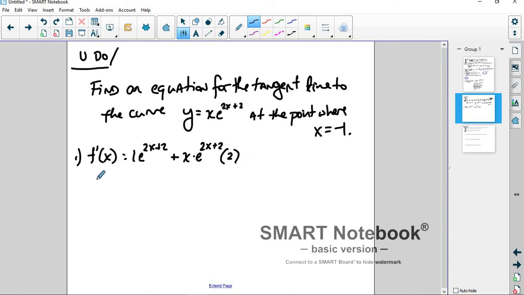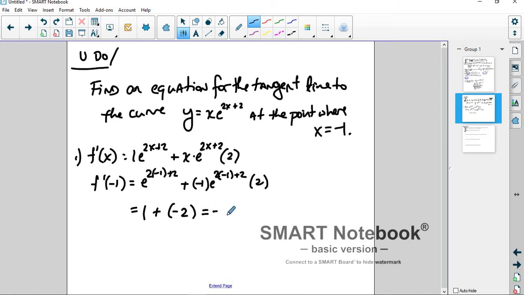And so we don't have to simplify that at all because we just plug in the point -1 and we get e to the 2 times -1 plus 2, plus -1 times e to the 2 times -1 plus 2, times 2. 2 times -1 plus 2 is 0, and e to the 0 is 1, and so we end up with 1 plus -2, and that's -1. So that's our slope for the tangent line, -1.